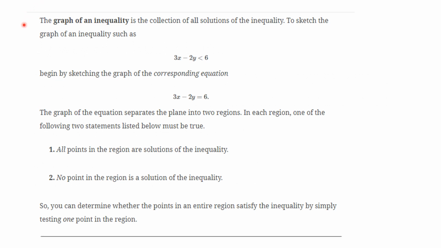Let's begin with some fundamentals. The graph of an inequality is the collection of all solutions to the inequality. And if you wanted to sketch the graph of an inequality, 3x minus 2y less than 6, you begin by sketching the boundary of the corresponding equation. And the graph of the equation separates the plane into 2 regions. In each region, either all points in the region are solutions to the inequality or no points are solutions. So you can determine whether the points in an entire region satisfy the inequality by simply testing one point in that region.